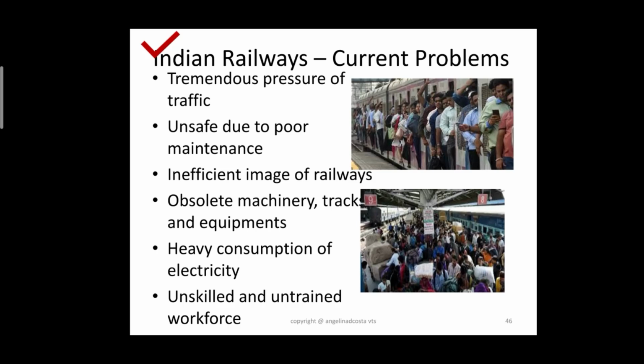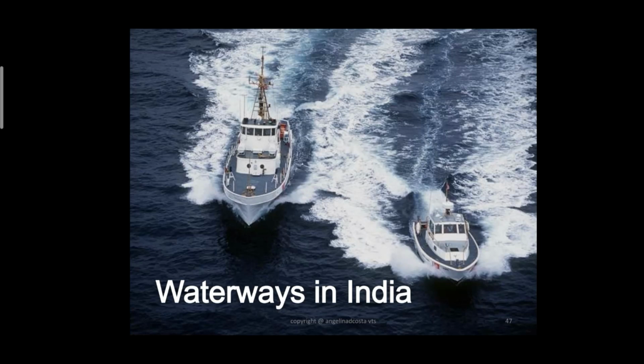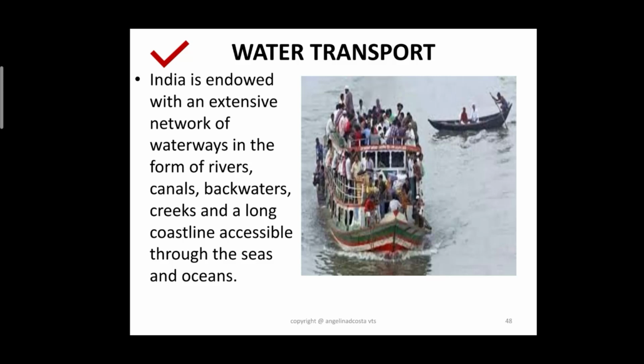Inland waterways of India. Total navigable length 14,500 kilometers, suitable for mechanized crafts. On rivers 5,200 kilometers, canals 4,000 kilometers. Handles only 0.1% of total inland traffic in India. Waterways are developed by the Inland Waterways Authority of India.